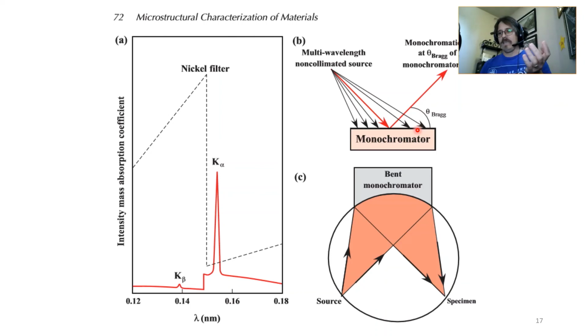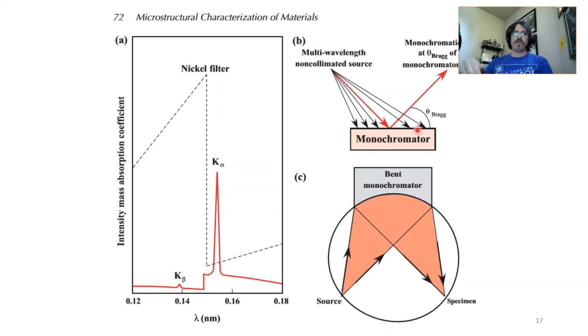So it's like the monochromator on the spectrometer that was moving. In this case, it's not moving, it's static. So only K alpha is going to go through. And this is on the tube side. This is a filter within the X-ray tube, and the nickel pass-through filter would also be on the tube.